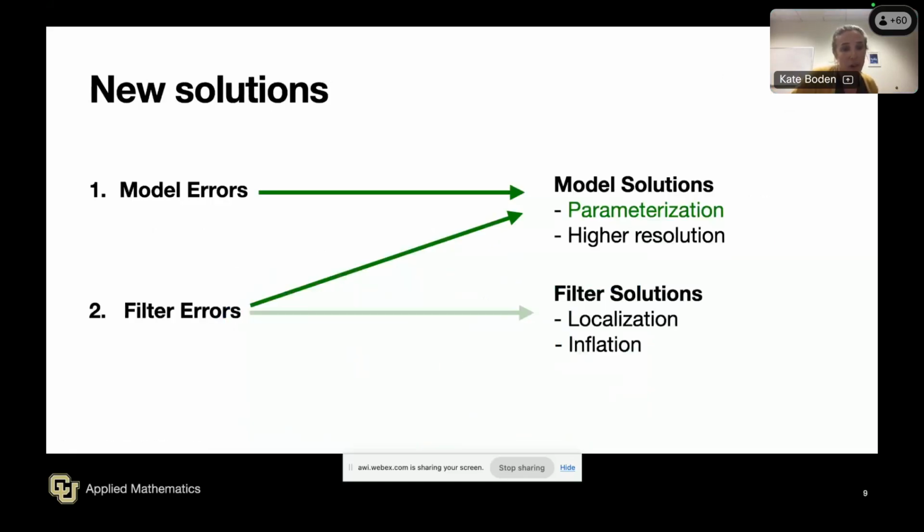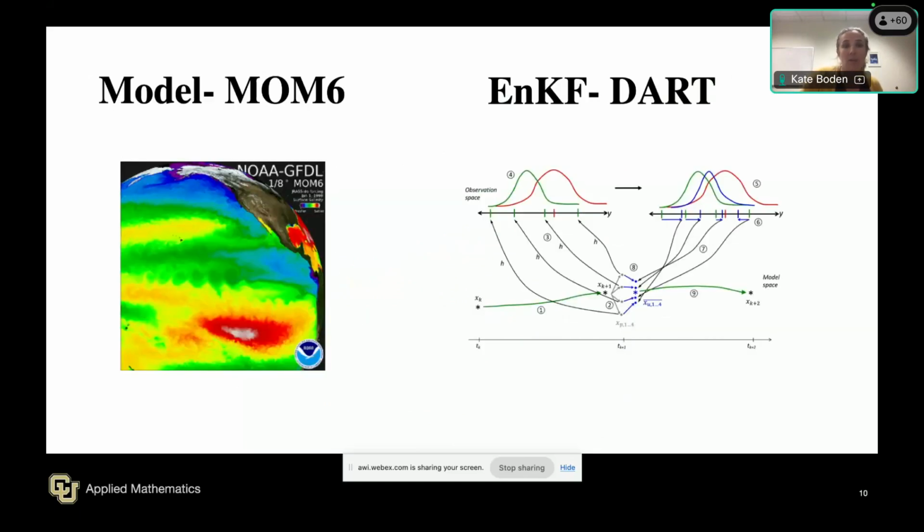So new solutions for our model errors and our filter errors. What if we could have a higher resolution model, but what if we keep the coarse resolution model, because we're doing this at a global scale, and instead we improve the parameterization. So the model that I'm using is the Modular Ocean Model 6. This is actually a pretty fine resolution picture. I think it's salinity, and so it's at 1/8 of a degree, but again, I'm running it at 2/3 degree.